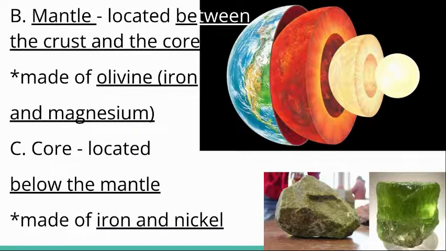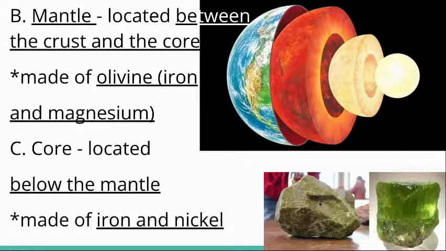The next definition is the mantle. The mantle is located between the crust and the core. I like this kind of nesting doll structure over here that they have. And the mantle is by far the largest layer of the Earth. A big chunk of the mantle is actually made out of this material called olivine, which is a mixture of iron and magnesium, two elements on the periodic table there. And olivine is interesting because it has this obviously green structure over here. This is the crystallized structure, and this is just kind of the regular rock version of it.